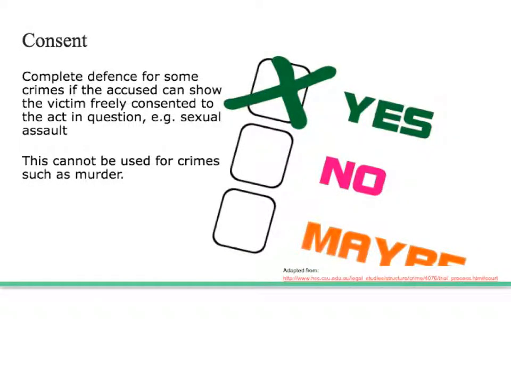Now, consent. This can be a complete defence for some crimes if the accused can show the victim freely consented to the act in question. For example, being accused of sexual assault. This cannot be used for crimes such as murder. The onus for proving this is on the defendant. In most commonly raised sexual assault cases, the term assault implies an absence of consent. So this is a really tricky one.